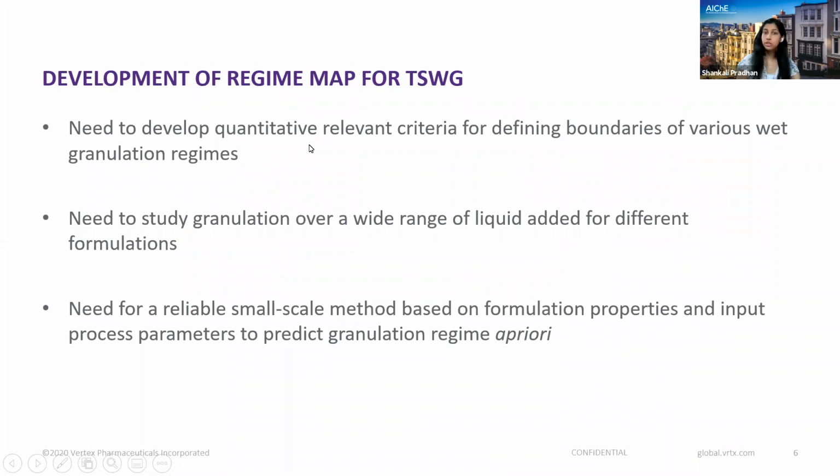So here's what we need to do. We need to develop quantitative criteria for defining the boundaries. We need to study granulation over a wide range of liquid added, and we need to develop a small scale method based on either formulation properties or input process parameters so that we can predict these regimes a priori.